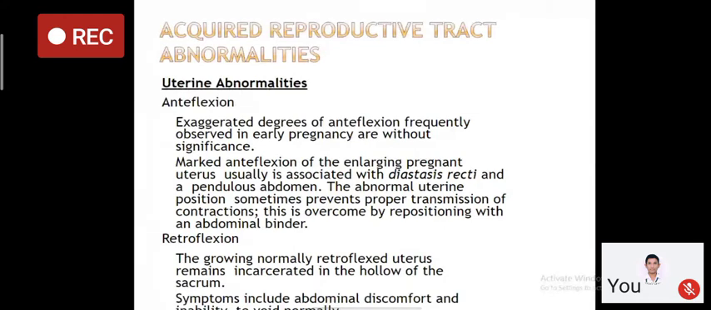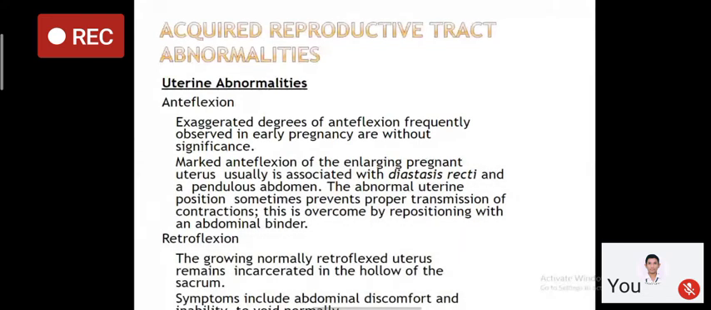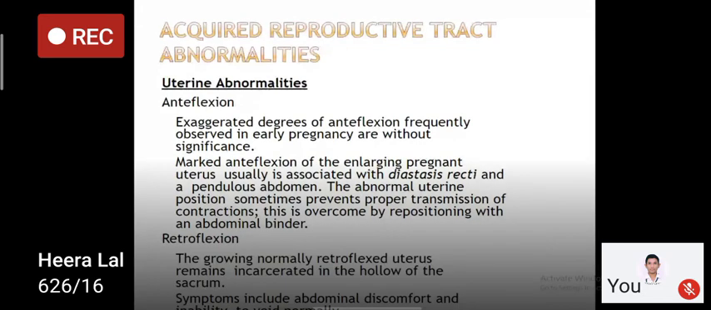Retroflexion: the growing, normally retroflexed uterus may remain incarcerated in the hollow of the sacrum. Symptoms include abdominal discomfort and inability to void normally.